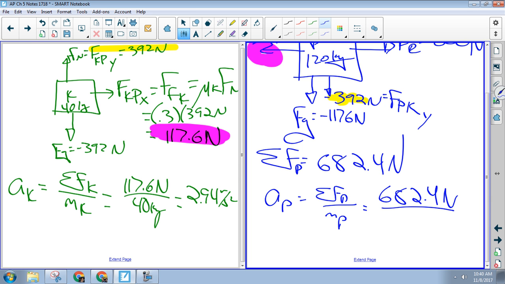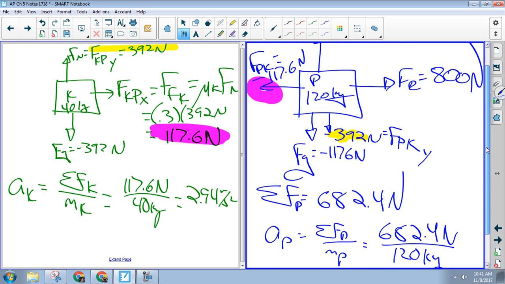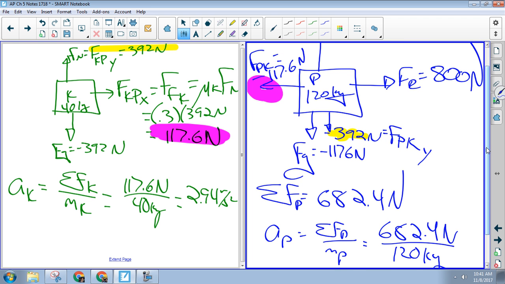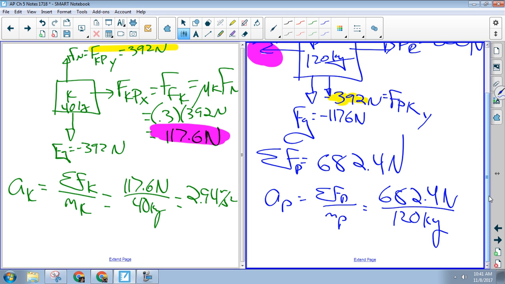Now, as a quick note, you guys, notice, and this is kind of what Adam was asking about before, the peanuts are still going to move slower than they would if the kittens weren't there, right? Yep. Because the kittens are pushing back. All right, so when you figure this out, we get an answer of 5.69.